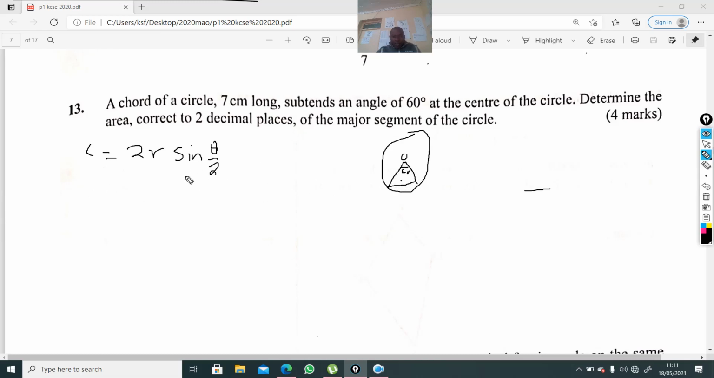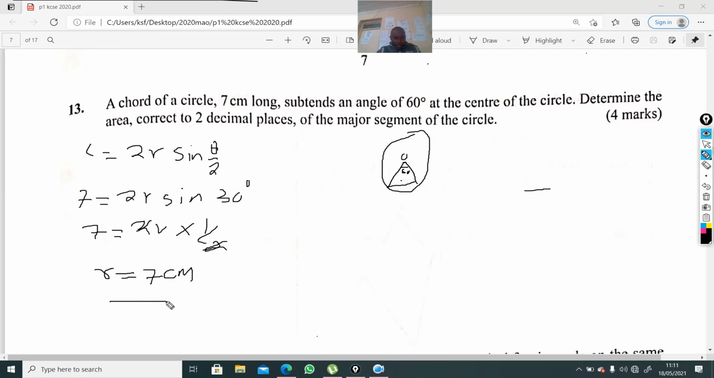Now if I use this formula, 2r sine theta, I'll be able to find the radius. So I'll say that 7 equals 2r sine of 30 degrees, that is 60 divided by 2. So 7 equals 2r times a half, since sine of 30 degrees is a half. The 2 and 2 cancel, so r equals 7 centimeters. So you have the radius as 7 centimeters.